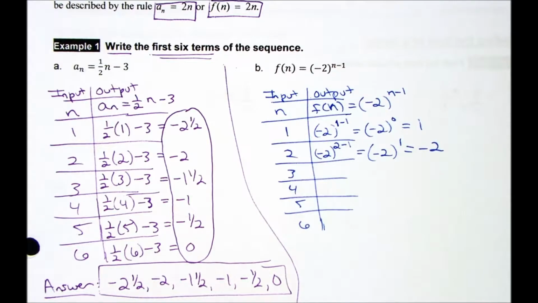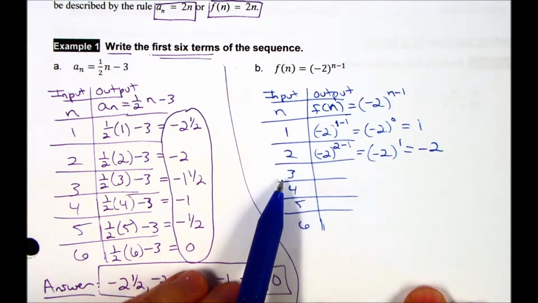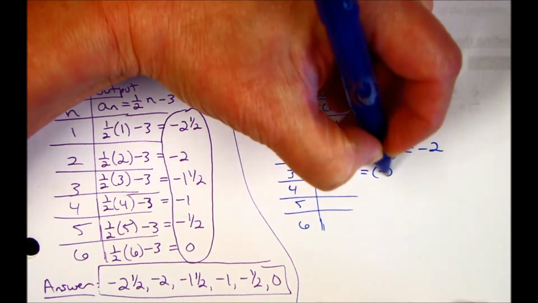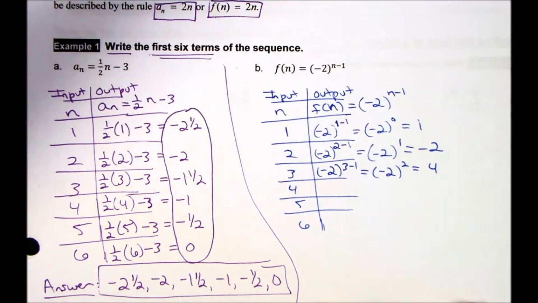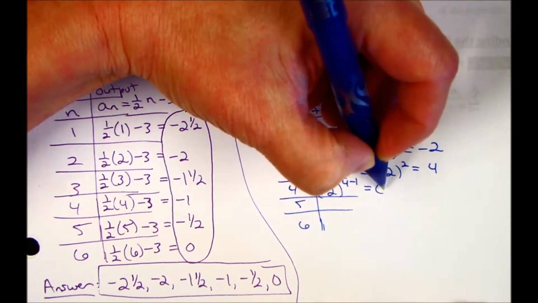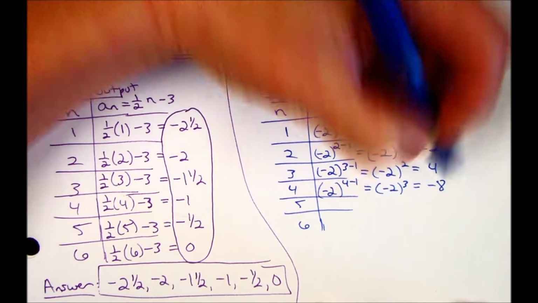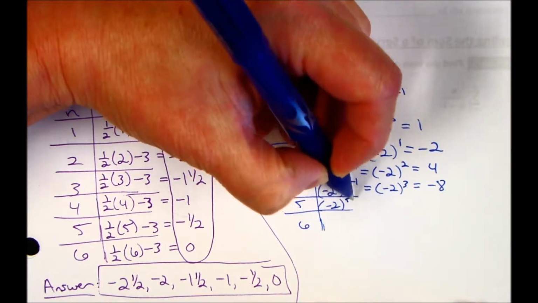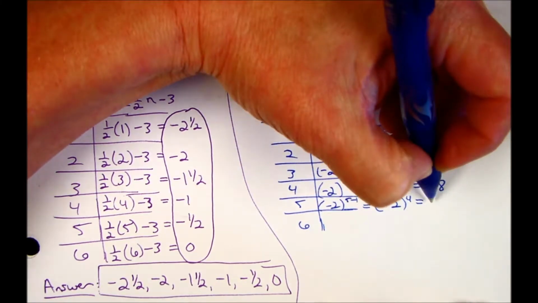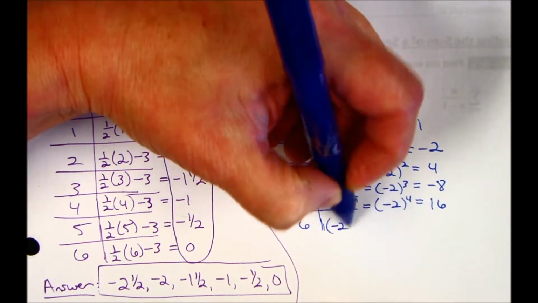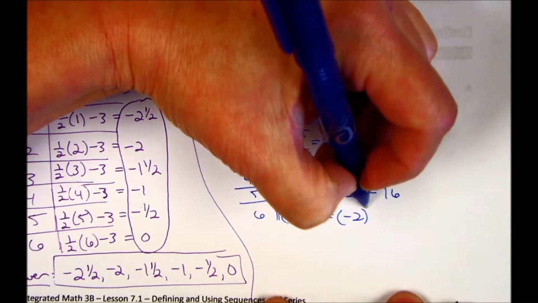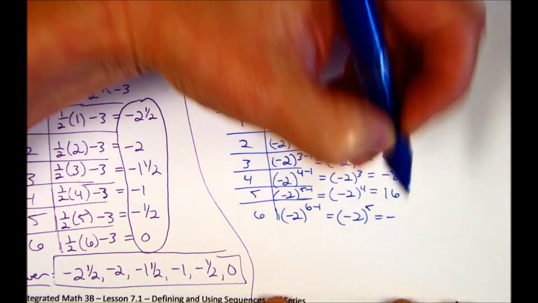All right, so continuing where I left off, we plugged in the 1 and 2, but now we're going to plug in the 3. Negative 2 to the 3 minus 1 power equals negative 2 to the second power, which equals a positive 4. And then we have negative 2 to the 4 minus 1 power, which is going to be negative 2 to the third power, which is a negative 8. Negative 2 to the 5 minus 1 power is going to equal negative 2 to the fourth power, which equals a positive 16. And then the last one, negative 2 to the 6 minus 1 power equals negative 2 to the fifth power, which then is going to equal negative 32.